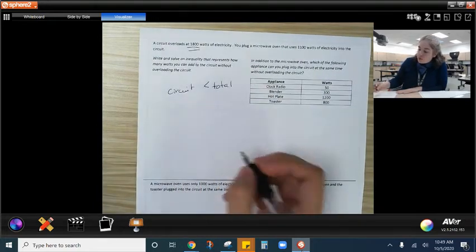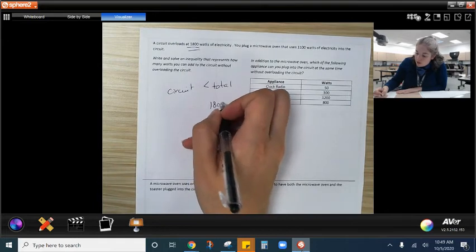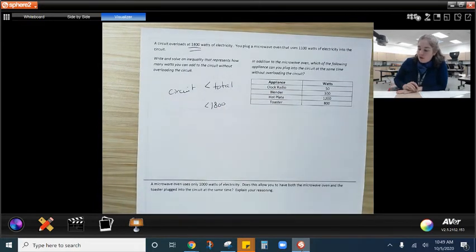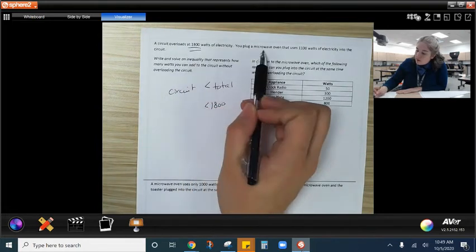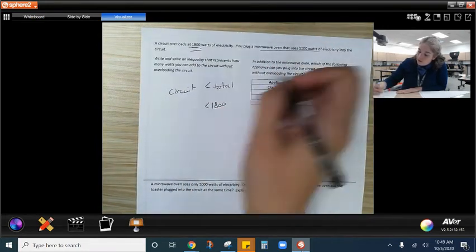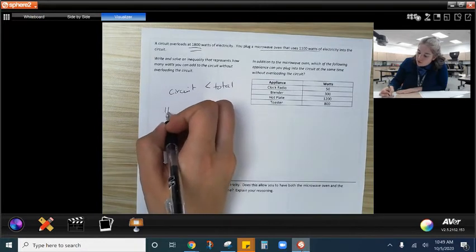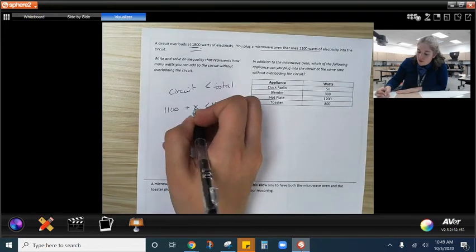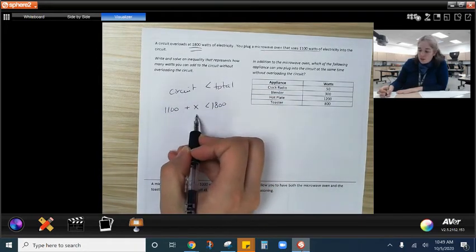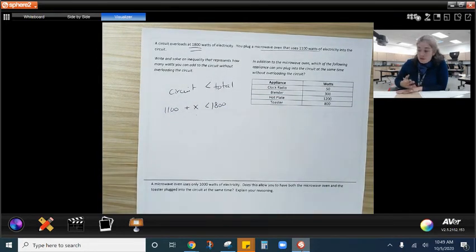So we want to have everything on the circuit. So our total we know is 1800. It needs to be less than. Well, what do we have on the circuit? We have a microwave oven. So that uses 1100 watts. And we have some other appliance, right? We're going to have some amount that we can also plug in. So we want to solve this.